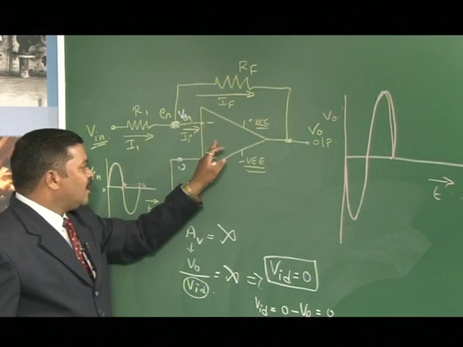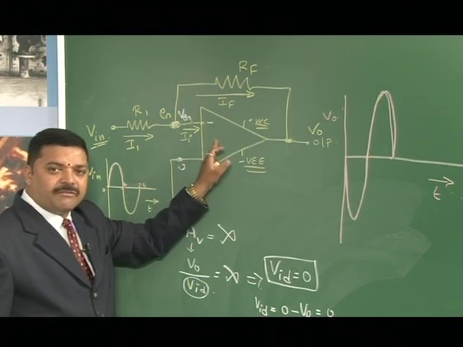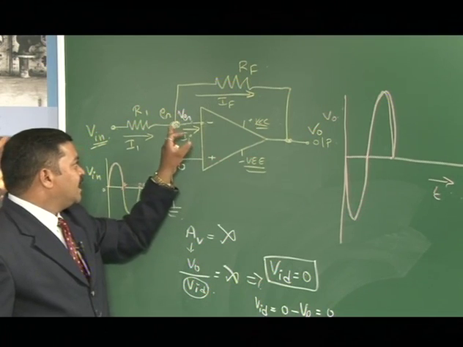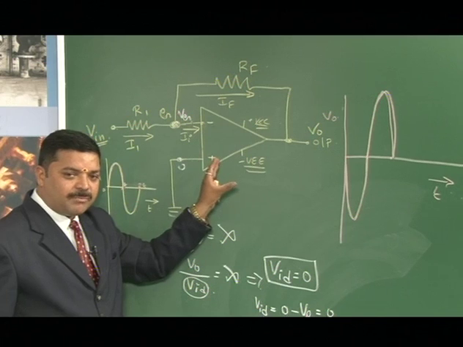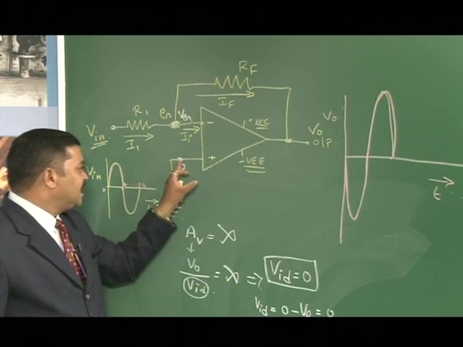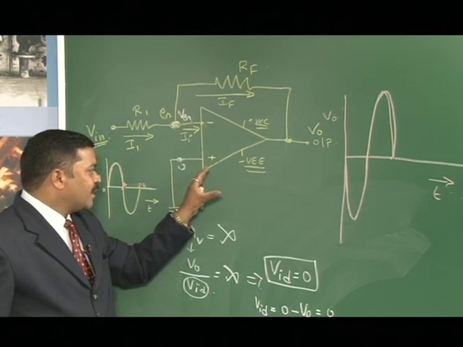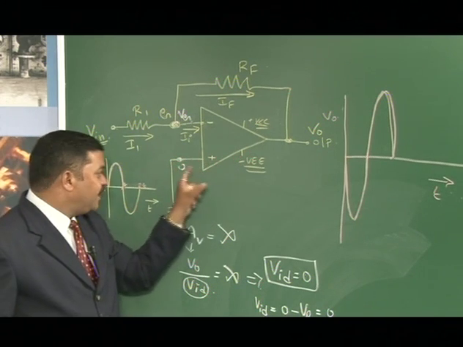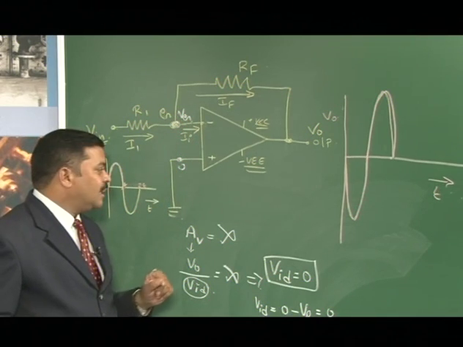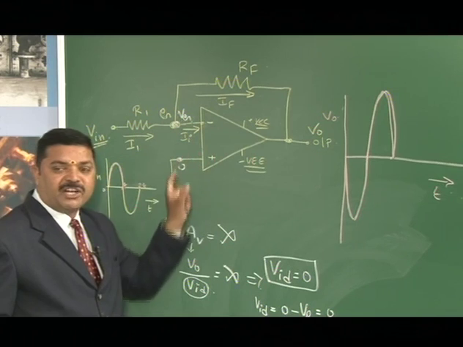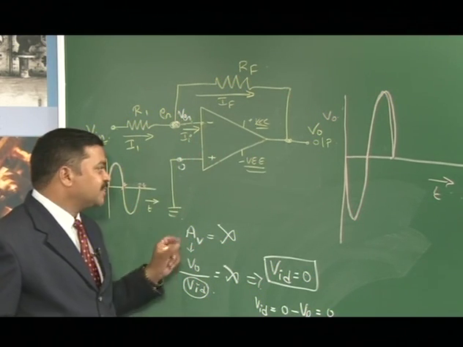And here the operational amplifier works in inverting mode of operation. If we give input to the inverting input terminal, the op-amp works in inverting mode of operation. If we give the input signal to the positive terminal, the op-amp works in non-inverting mode of operation. If we give signals to both the inverting and non-inverting terminals, then the op-amp works in differential mode of operation. These modes of operation you must remember.